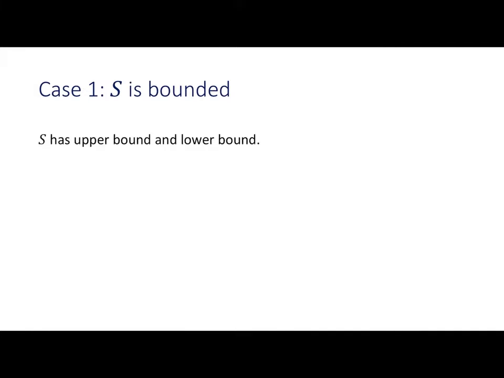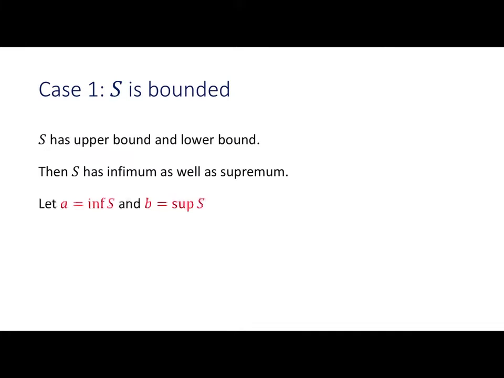So let's consider the first case. S is bounded. S is bounded means S has an upper bound and a lower bound. Then by the completeness property, since S has an upper bound, it will have a supremum. Similarly, if S has a lower bound, it will have an infimum. So S has an upper bound and lower bound means S has both infimum and supremum. I will call the infimum of S as A and the supremum of S as B.